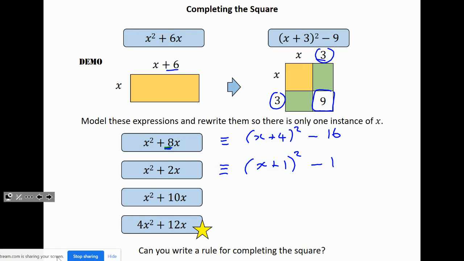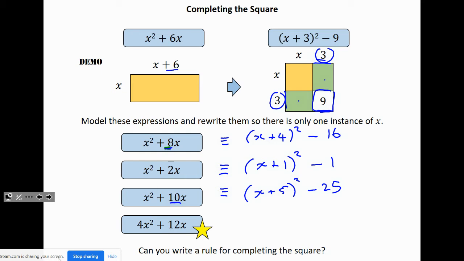Then we have x squared plus 10x. Well, that is identical to, if we halve the 10, split the 10 between those two sides, x plus 5 squared. x plus 5 times x plus 5. That's going to give us our 10x, and our 5x and our 5x to make 10x. But it's also going to give us an extra 25 here, so we need to get rid of that 25 to leave us with just the x squared plus 10x.